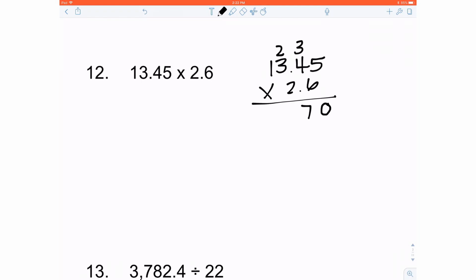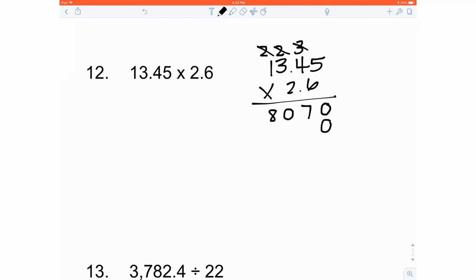6 times 3 is 18, plus 2 is 20. So I'm going to put a 0, carry the 2. 6 times 1 is 6, plus 2 is 8. So I'm done with these. Let me cross them out so I don't confuse myself. I'm going to put that placement 0 here. And now I'm ready to multiply with my 2.